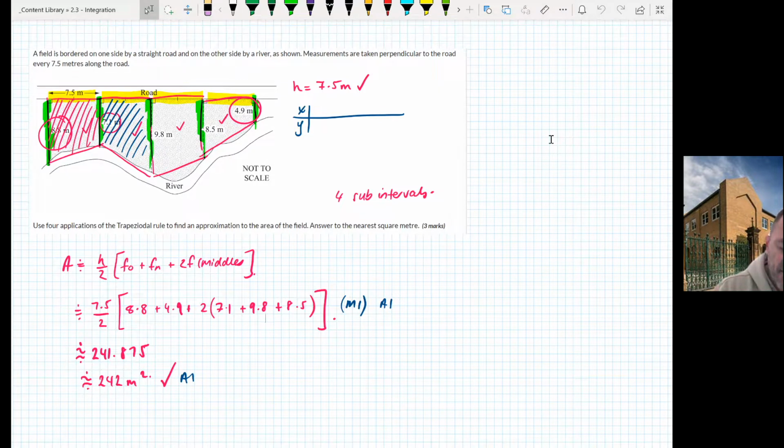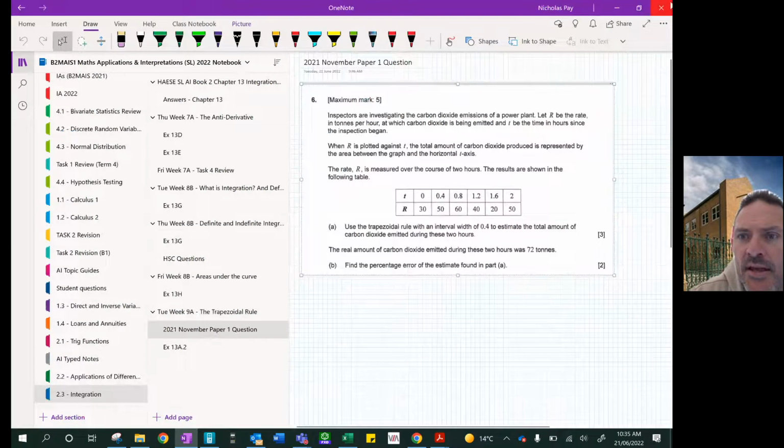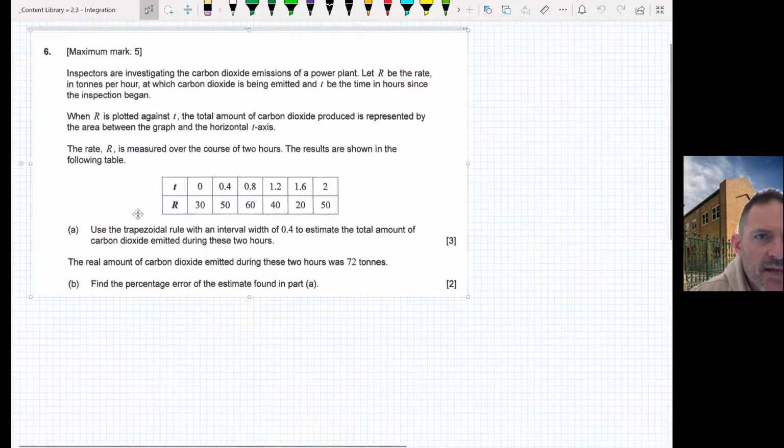I might say I start at 0, for example, and there might be 7.5, 15, 22.5, and that was 8.8, that was 7.1, that was 9.8, that was 8.5, etc. They could put it in table form like this, or they could simply give you the equation. You can clearly see here, that's the first value, the 4.9 will be the last value, and then you've got 2 times the middle values. It's not much different, but I see in IB they tend to do that a fair bit, and so this is an example of doing that.